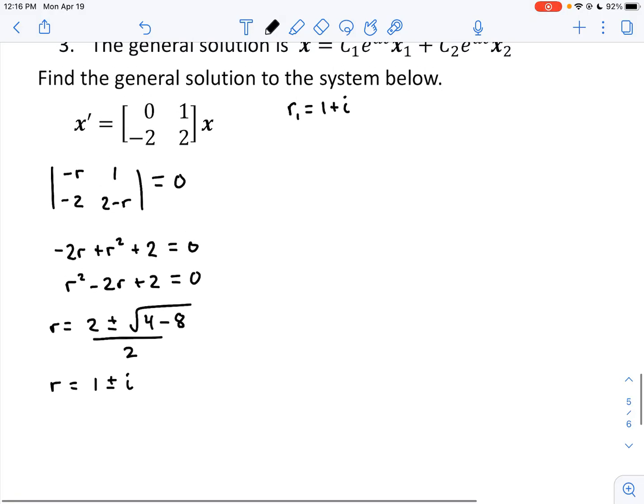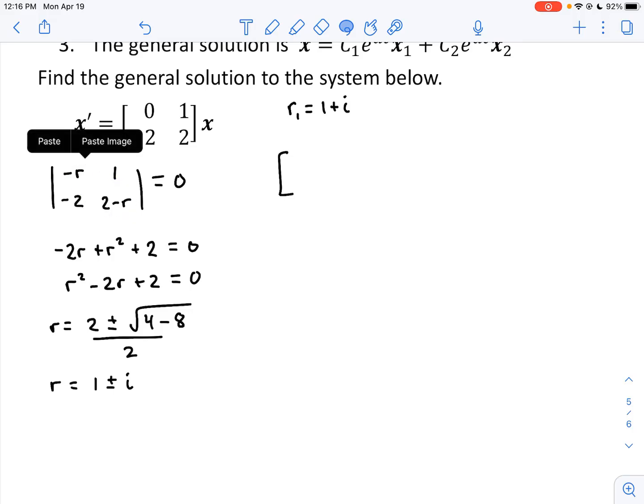Our goal here is to find an eigenvector, any eigenvector associated with this eigenvalue. So what we're going to do is remove this eigenvalue from the main diagonal. In other words, I'm going to rewrite this matrix with this r in place and see what it looks like. So change these r's to 1 plus i. I'm going to distribute the negative, so negative r is going to be -1 minus i, and then a 1 over there. And then the bottom row is going to be -2, and then 2 minus 1 minus i, which is 1 minus i.